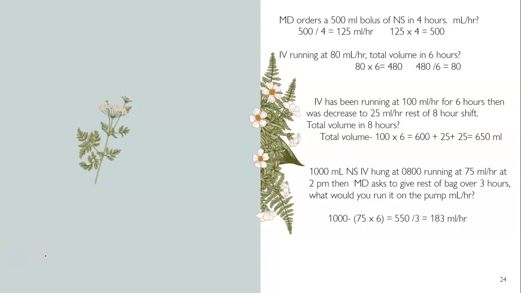All right, so that first one, I was running a 500 ml bolus in 4 hours. So I just want to go ahead and take my 500 and divide it by 4, and it's running at 125 an hour. Can I double check myself by saying, wait, hold on, 125 times 4 should also equal 500. So double check yourself before you hit submit.